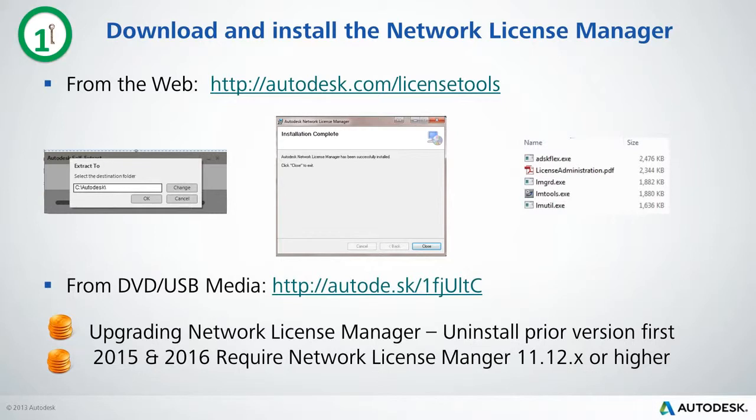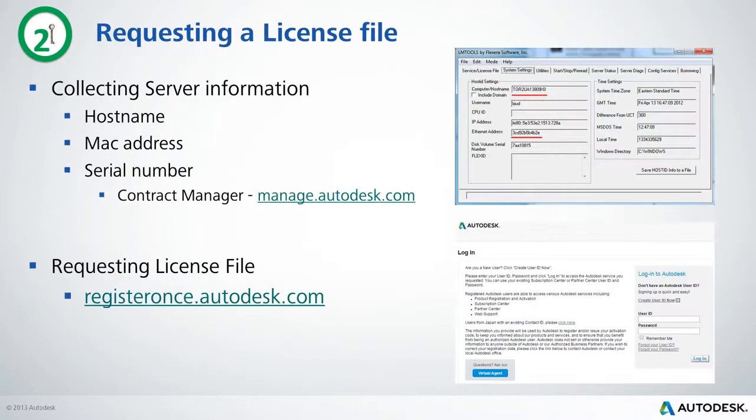So two places you can download it from: our website or from the installation media. Second, you need to request a license file. The easiest way is to contact us. You can contact our registration activation department. We also have a register1.autodesk.com website where you can go and generate the license file yourself.